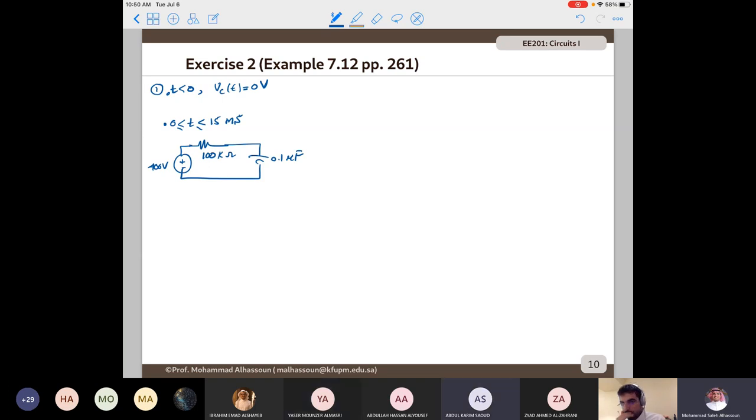Yes, there's nothing new. The initial value is zero. The final value is the value of the voltage source, which is 400 volts. The time constant is R multiplied by C, which is 10 milliseconds. So now I have everything I need. I can write the formula here.